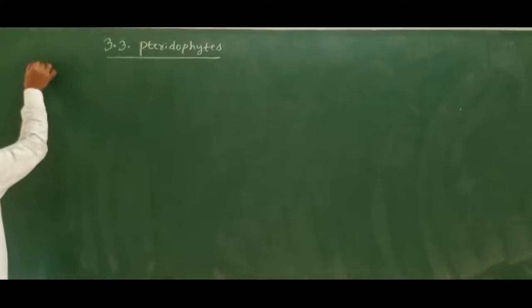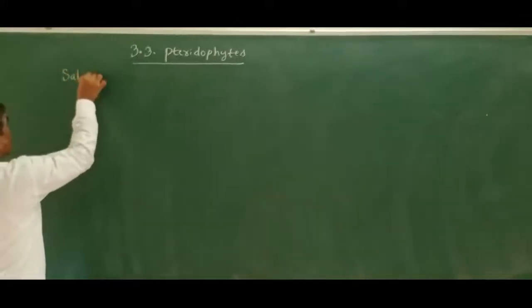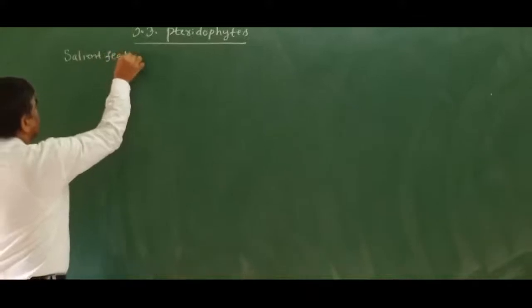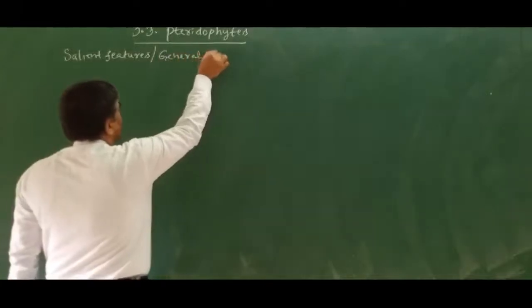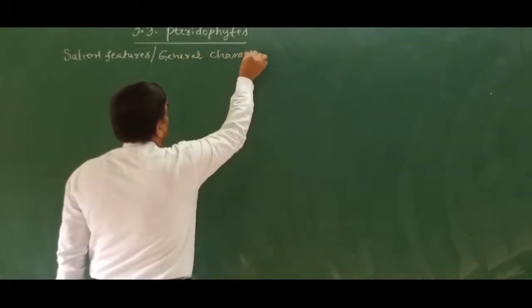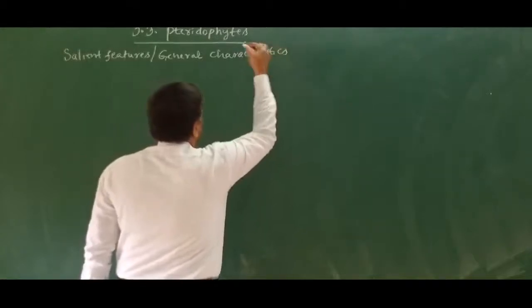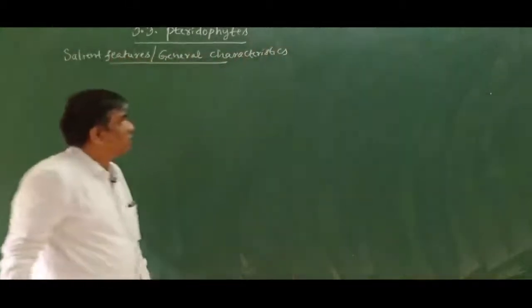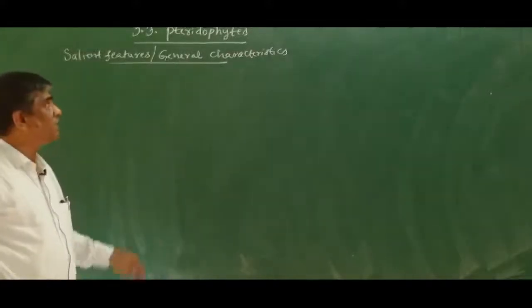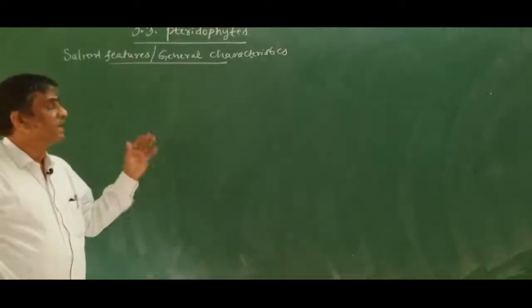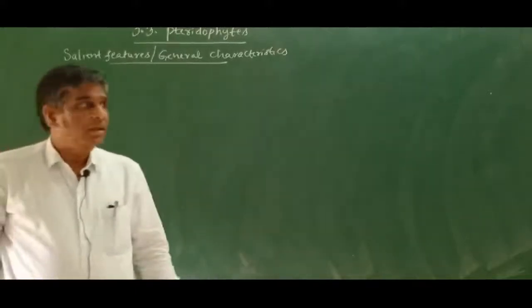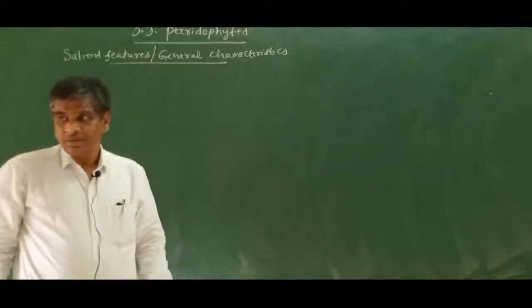Pteridophytes, you have to understand about the general characteristics or salient features of pteridophytes. So what are these pteridophytes, what kind of plants, and what are their morphological and reproductive characteristics and their life cycle? This is what you have to understand in this class.